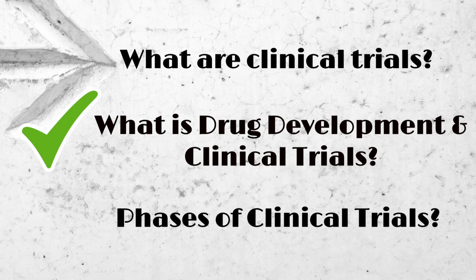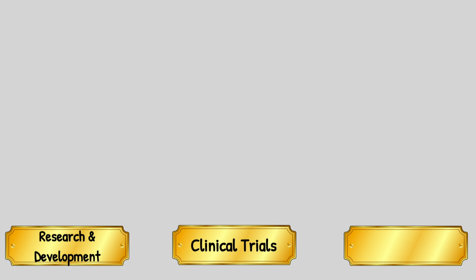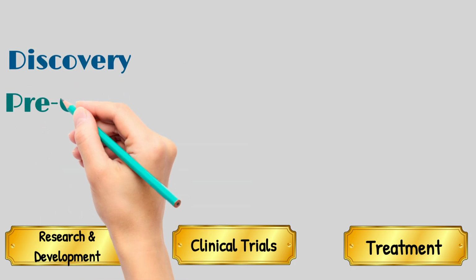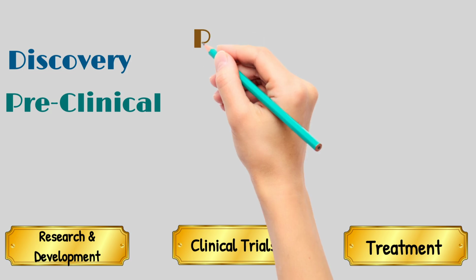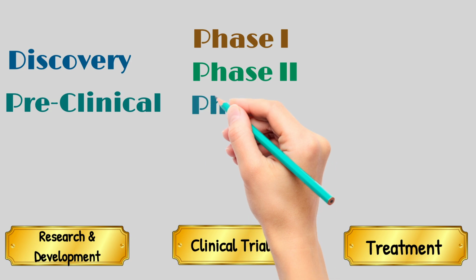Drug development and clinical trials process is broadly classified in three main parts. First part is research and development. Second part is clinical trials. And third part is treatment, which is also called as post-marketing surveillance. In research and development step, we mainly focus on the drug discovery and preclinical trials. In clinical trial step, we have three phases of clinical trials: Phase 1, Phase 2, and Phase 3.